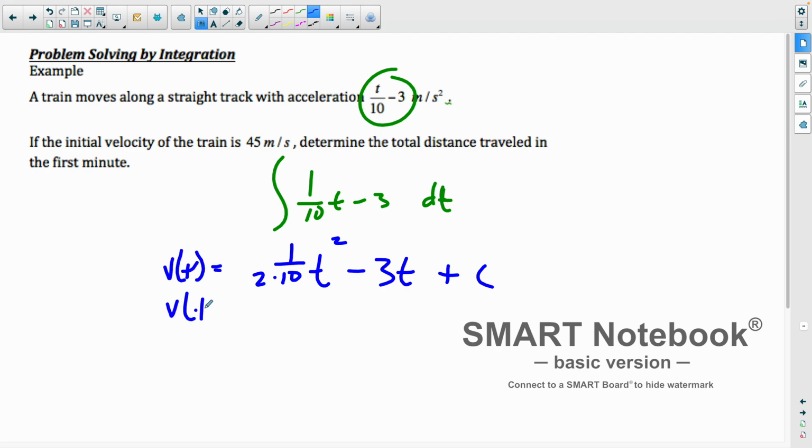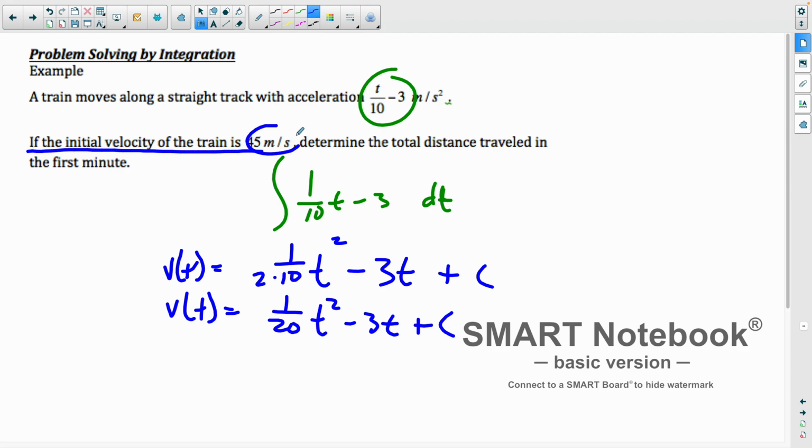So the velocity, I'm going to rewrite a little bit simpler. That would be 1/20th t squared minus 3t plus c. And it tells me that my initial velocity is 45 meters per second. So if I plug a 0 in for t, that's going to give me the 45. So my exact equation would be 1/20th t squared minus 3t plus 45.